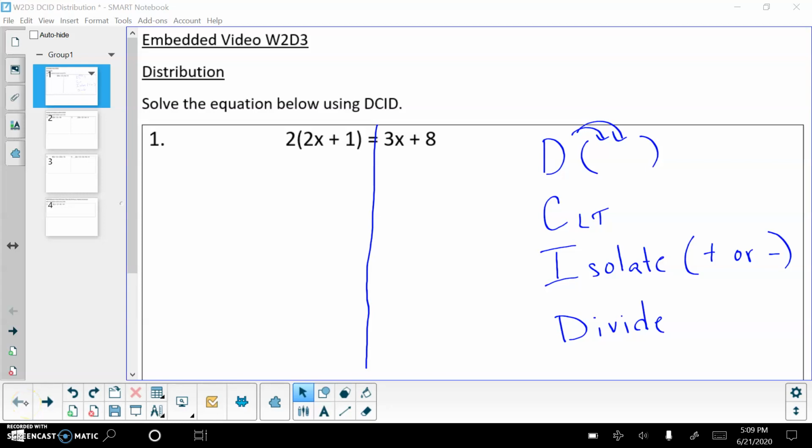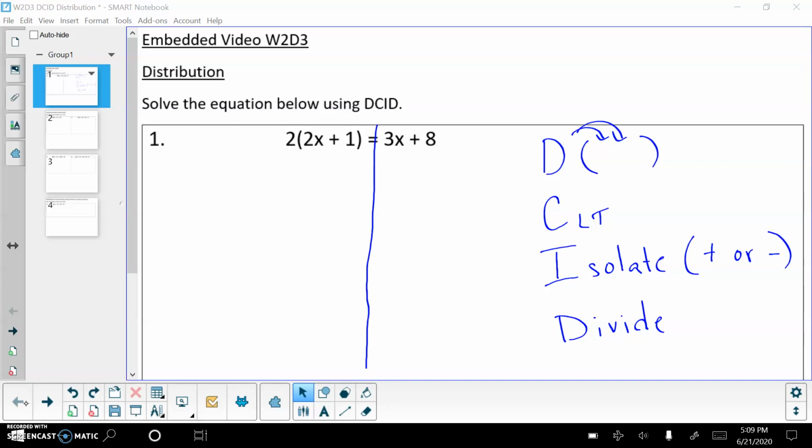Hello, this is our week 2, day 3 teach video on solving equations, and this is going to involve distribution since it's got the parentheses there. I'm going to show you how it goes through our DCID model, our DCID method. And I'm going to show it algebraically. You can do it with the sketch method that we've learned before, but I'm going to show this one algebraically.